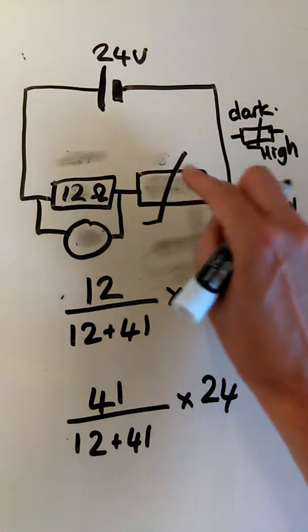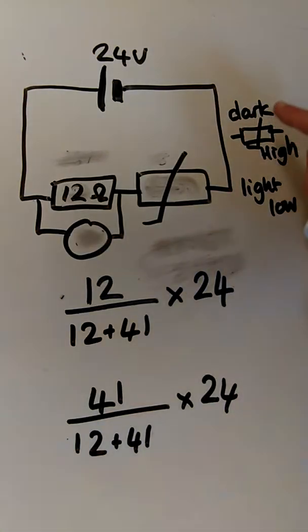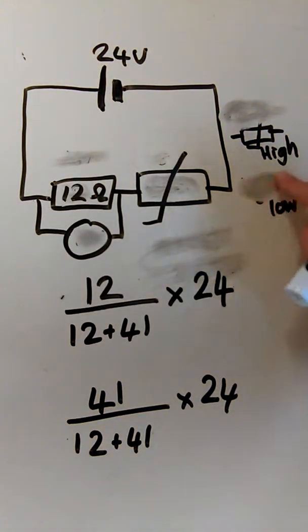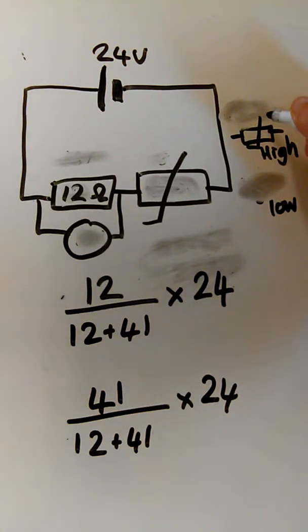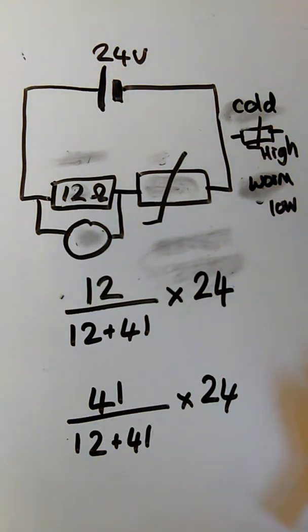Now you also need to know about it with a light dependent resistor. It's a similar thing. In the light you get a lower resistance, and in, oh, I do apologise, I've gone dark and light there, haven't I? I should have said that in the cold it has a high resistance, and in the warm it has a low resistance. So I hope you can follow through the logic. You do need to be able to do it for the light dependent resistor as well.